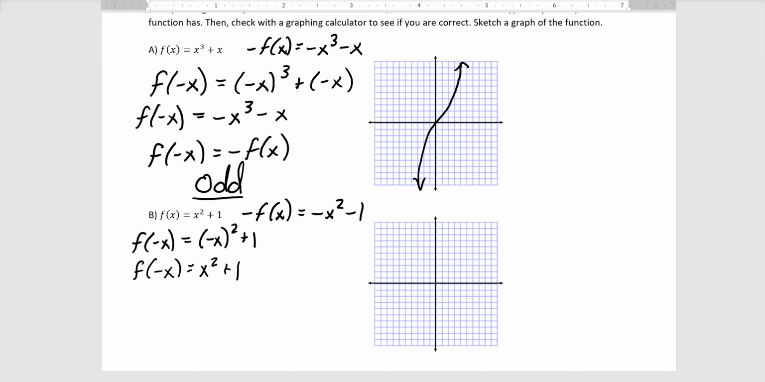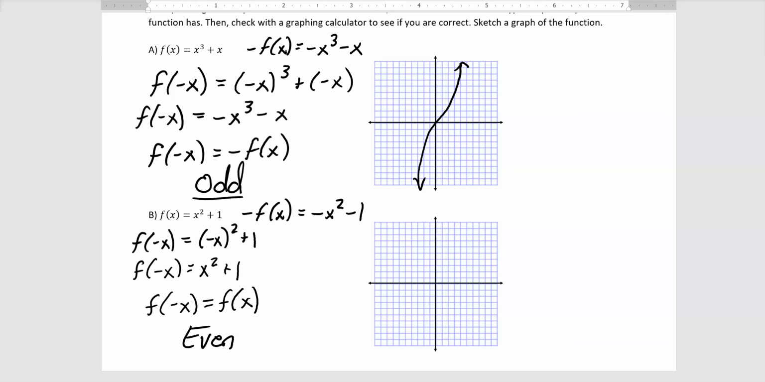Now, does this match our original f of x or the negative f of x? Looking at it, x squared plus 1, hey, that does match f of x. So that means that f of negative x equals x squared plus 1. I should say that it equals f of x. Since f of negative x equals f of x, this is an even function.